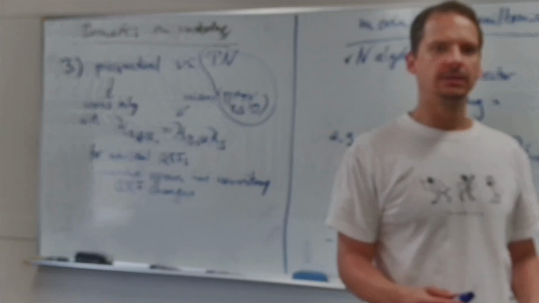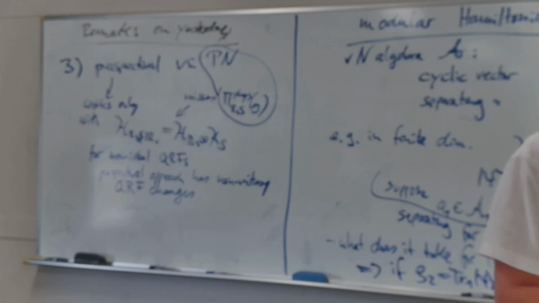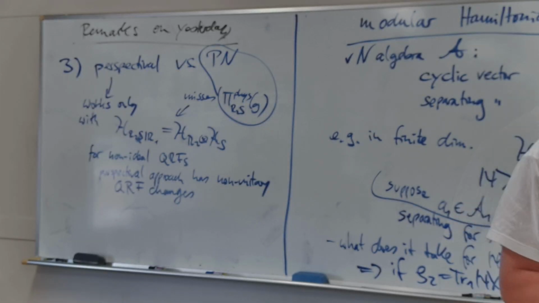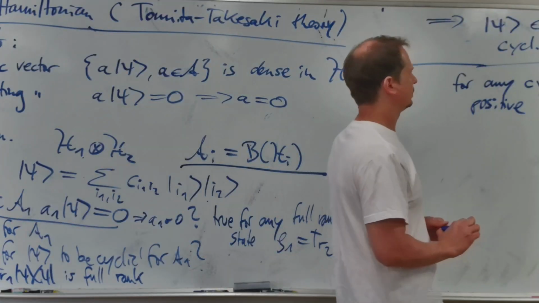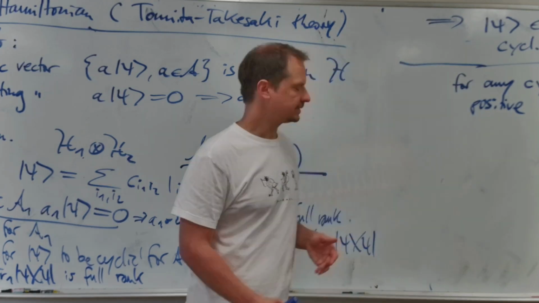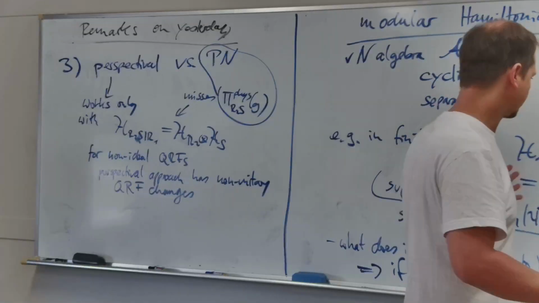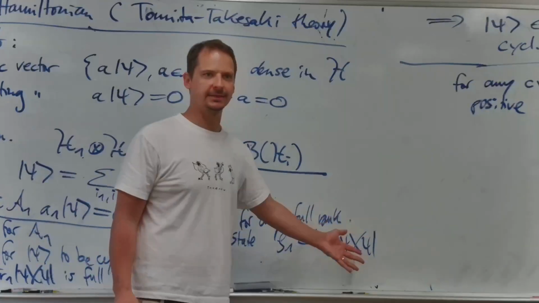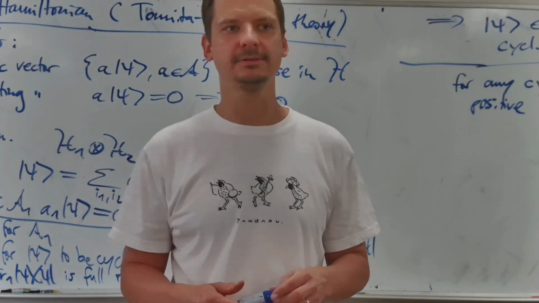In the case that you have non-factorizable Hilbert spaces, like in quantum gravity, how can you check the cyclic and separating properties? Well, you can still do it. It doesn't require that you have a tensor product structure. You will not conclude things about full rank in that sense. It's more complicated, but you can still check that, of course.